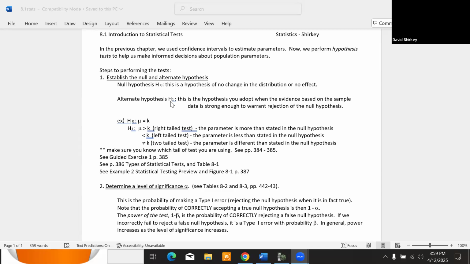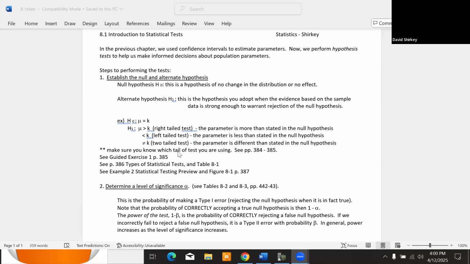The alternate hypothesis, H sub 1, is the hypothesis you adopt when the evidence based on the sample data is strong enough to warrant rejection of the null hypothesis. So for example, if you're doing a right tail test, you would have mu greater than k, where the parameter is more than the stated null hypothesis. Mu could be less than k, in which case it's a left tail test. The parameter is less than stated in the null hypothesis. Or mu could be not equal to k, in which case it's a two-tail test on the left and the right tail. The parameter is different than stated in the null hypothesis.